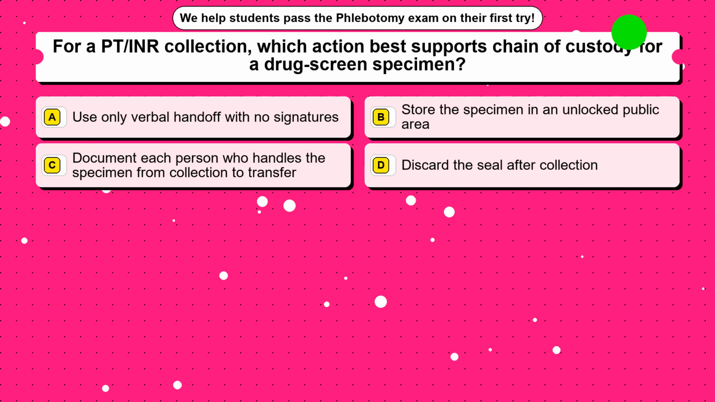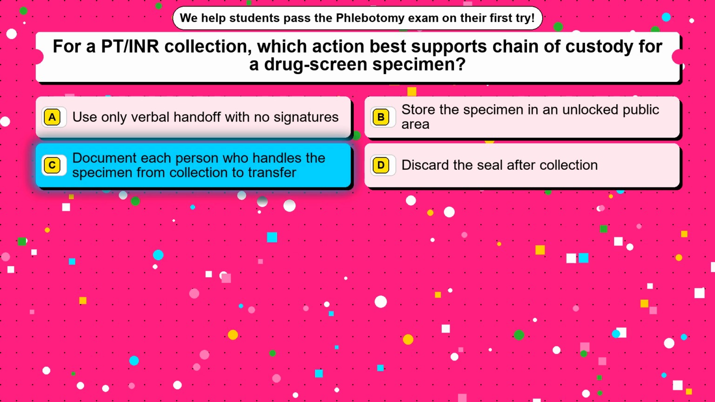Question 2. For a patient/INR collection, which action best supports chain of custody for a drug screen specimen? Option A. Use only verbal handoff with no signatures. Option B. Store the specimen in an unlocked public area. Option C. Document each person who handles the specimen from collection to transfer. Option D. Discard the seal after collection.